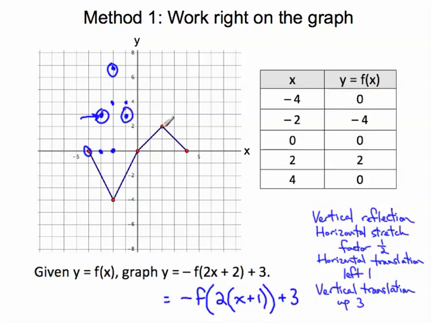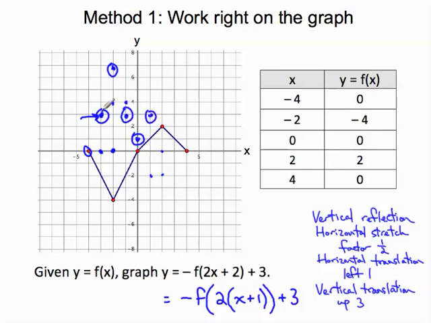Now this point here, vertically reflecting it brings us down to there, horizontally stretching it by a factor of a half brings us to there, left 1 there, and up 3 brings us to here. And the last one, vertically reflecting it is not going to change it. Horizontal stretch by a factor of a half brings it to here. Horizontal translation left 1 and then up 3 brings us to there.